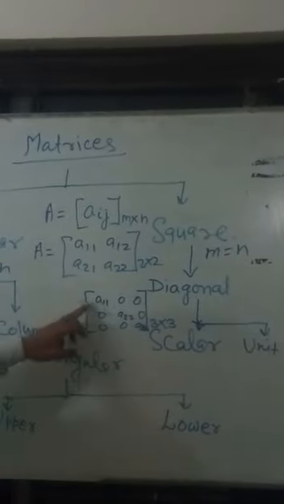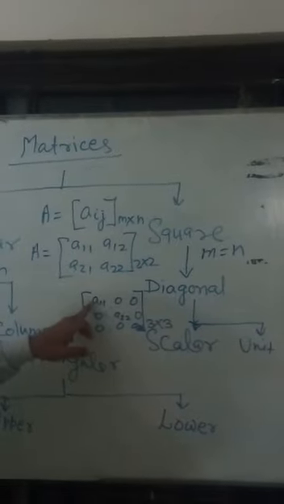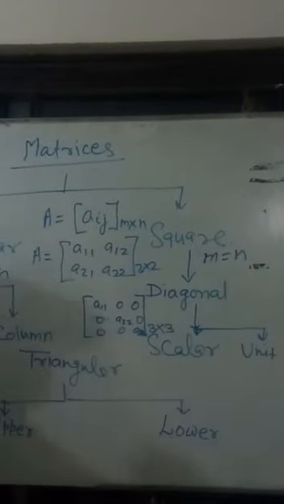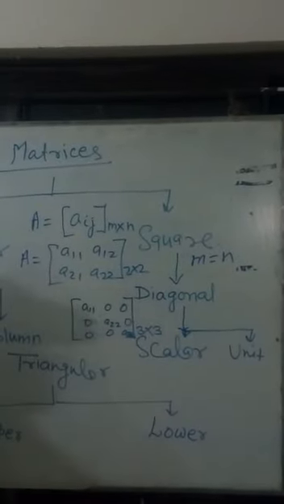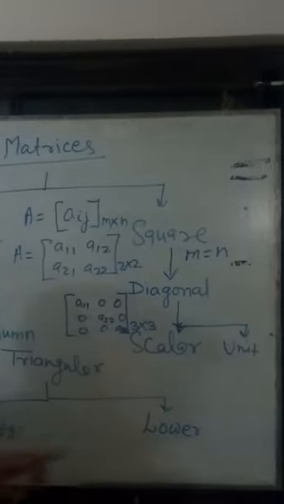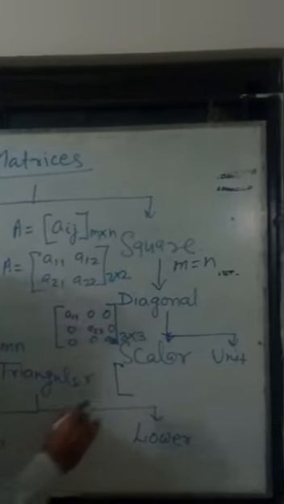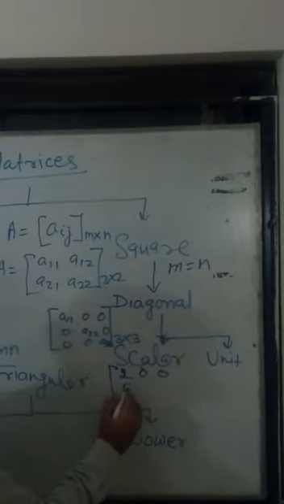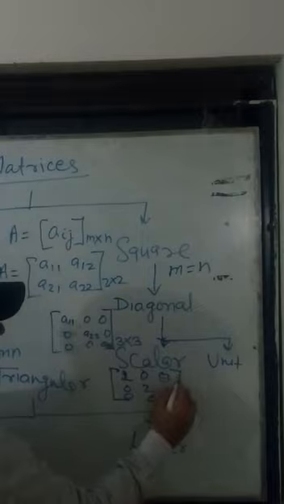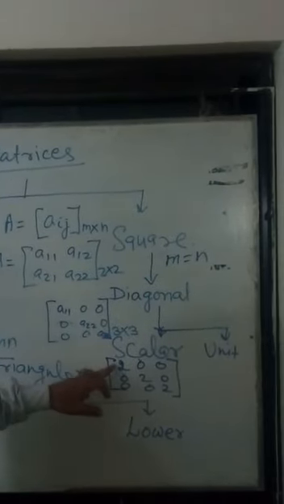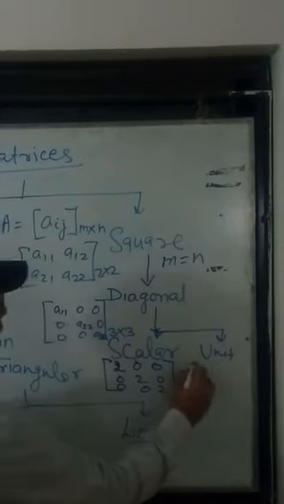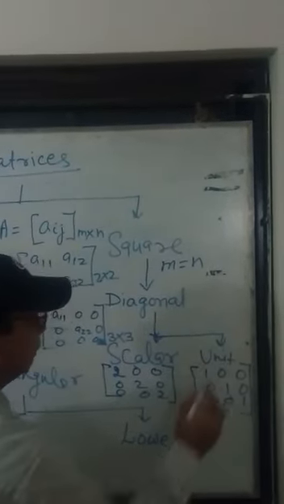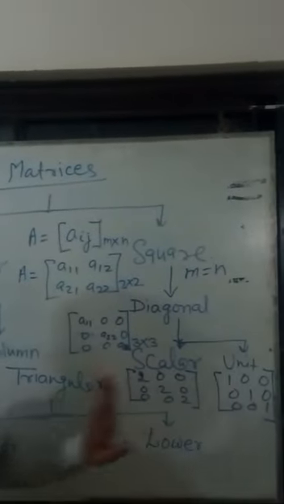If the numbers on the diagonal are different, that is only diagonal matrices. But if you want to write the same numbers in all the diagonals, that is called scalar matrices. You can write this: 2, 0, 0; 0, 2, 0; 0, 0, 2. That is scalar matrices. But if the diagonal is only 1, 1, 1, and the rest 0, that is unit matrices, or you can say the identity.